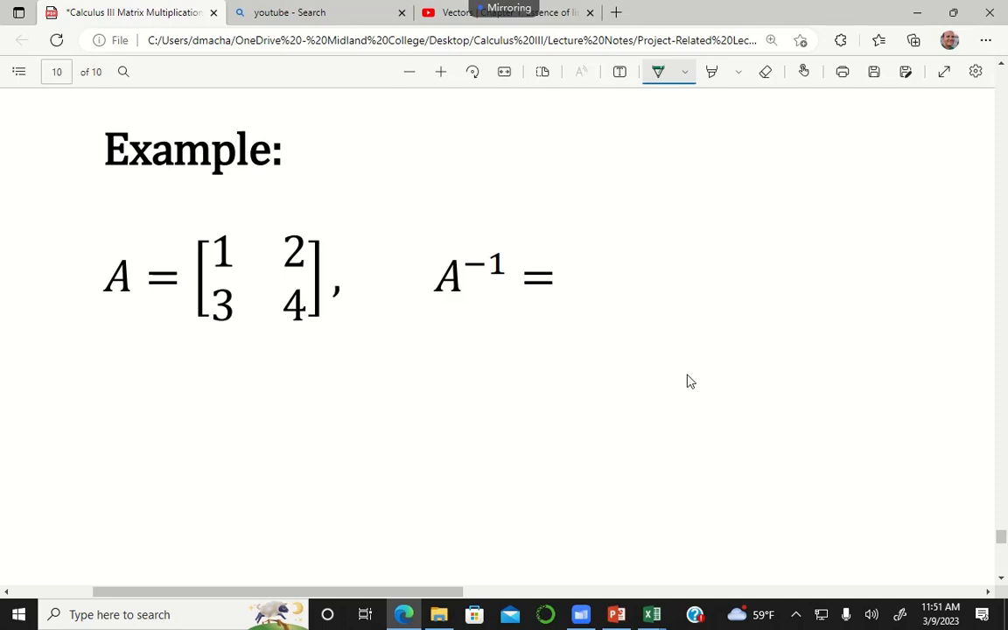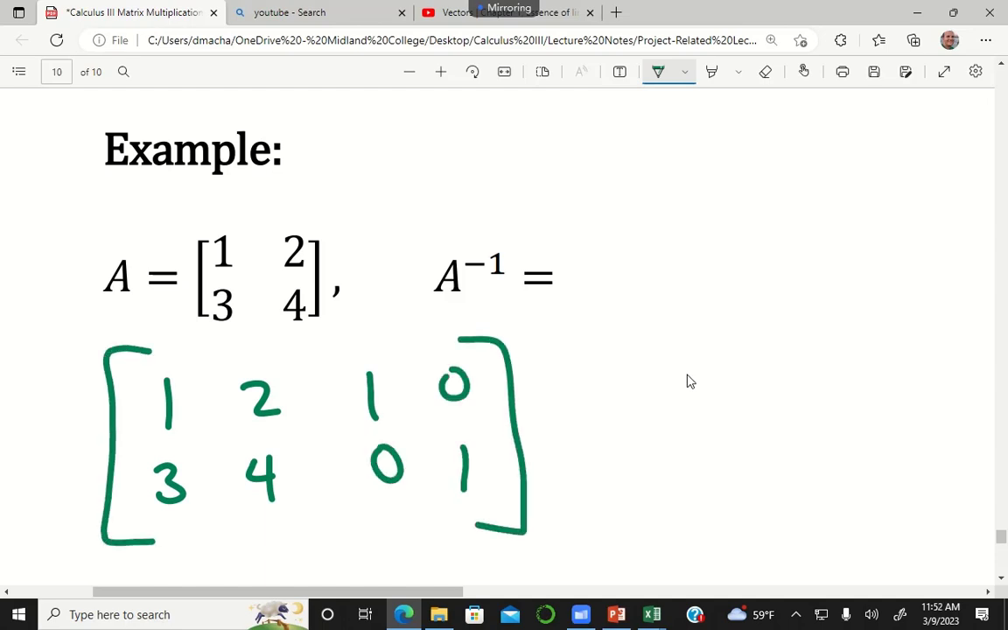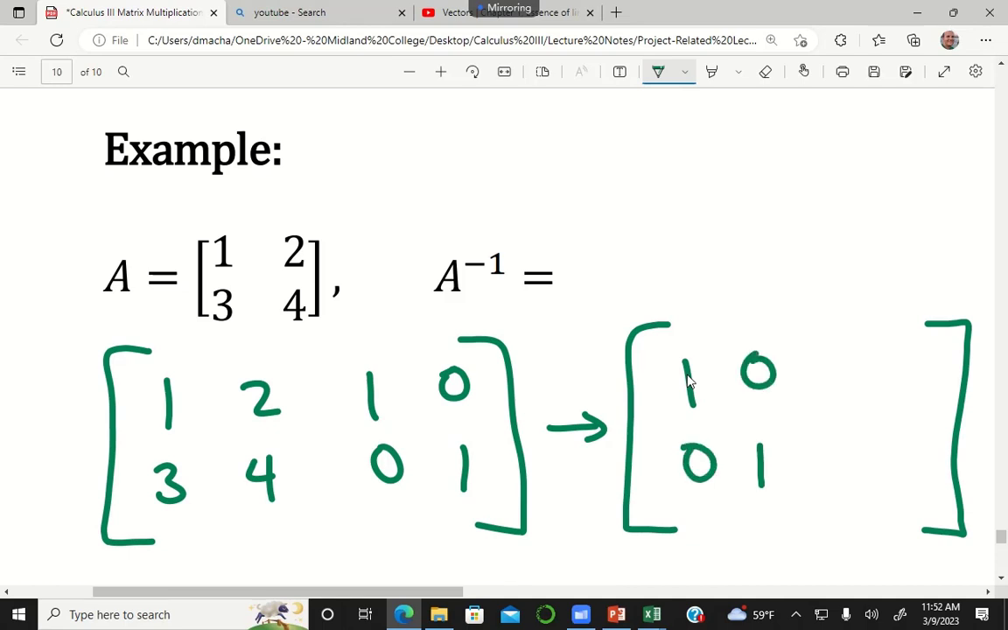So if I have A and I want to find A inverse, what I do is I take A and then I augment with the identity matrix. Now I'm going to do Gaussian elimination, and after I do Gaussian elimination, I should end up with the identity matrix augmented with a little 2 by 2 matrix that would give me the matrix inverse.